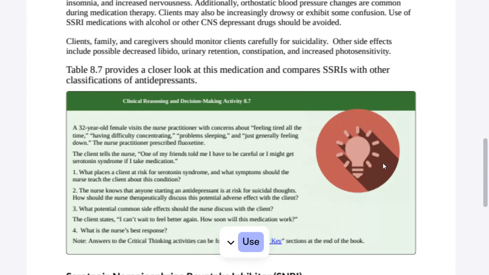Indications for use. MAOIs are indicated for the treatment of major depressive disorder in adult clients who have not responded adequately to other antidepressants. Nursing considerations across the lifespan. Serious interactions with several medications, as well as foods and beverages containing tyramine, have been reported. Check drug labeling before administering.